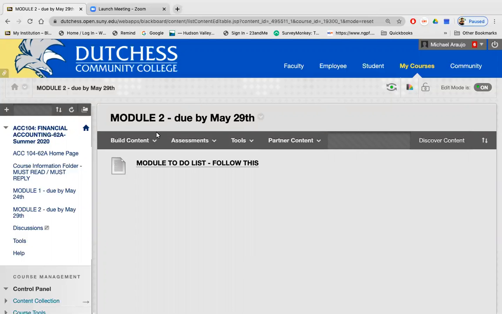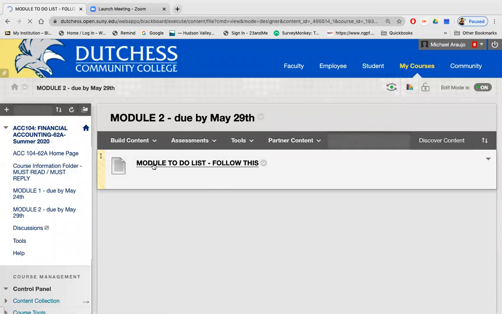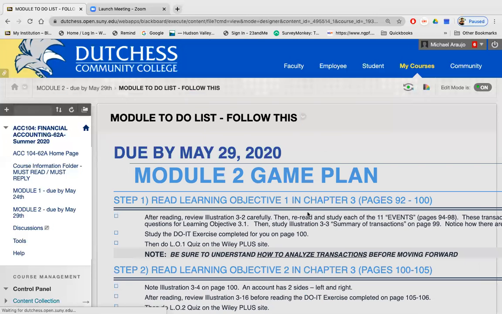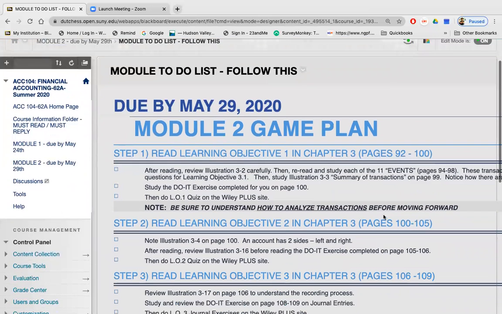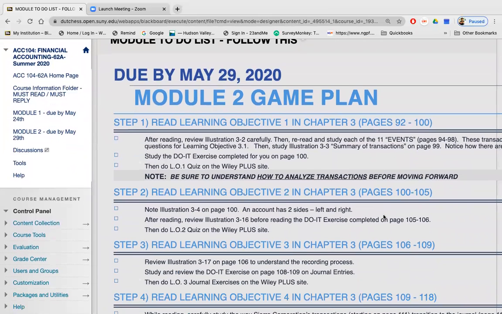Module 2 is now open and it will be due on May 29th, as you see here. Once you get into Module 2, you open up the Module to-do list. Module 2 is focused strictly on Chapter 3. And the reason it's focused strictly on Chapter 3 is because Chapter 3 is a very critical chapter.